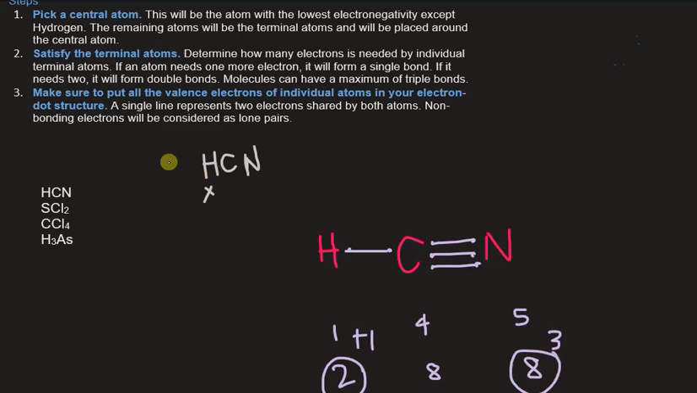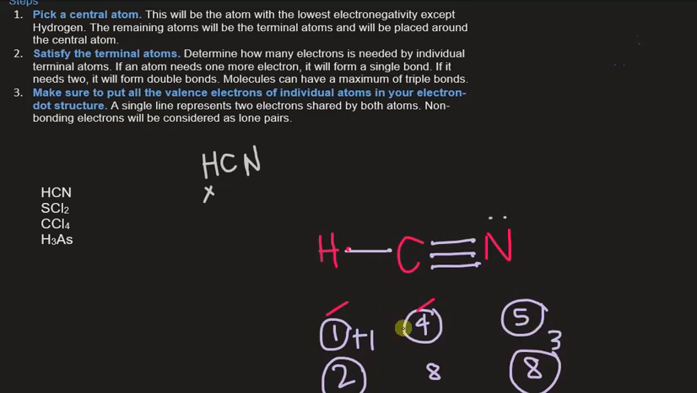The next thing would be to make sure to put all the valence electrons of individual atoms in your electron dot structure. So hydrogen must have 1, carbon 4 valence electrons, and nitrogen 5 valence electrons. Let's check whether these valence electrons are represented. Hydrogen has 1, which is here, which is correct. Carbon must have 4: 1, 2, 3, 4, which is also correct. And N must have 5: 1, 2, 3. So we need 2 more dots here to represent the 5 valence electrons of nitrogen.